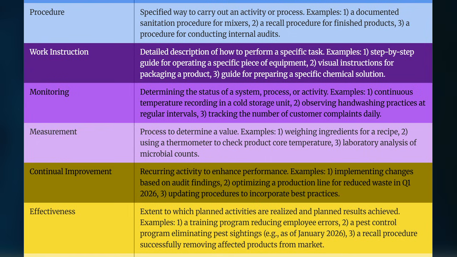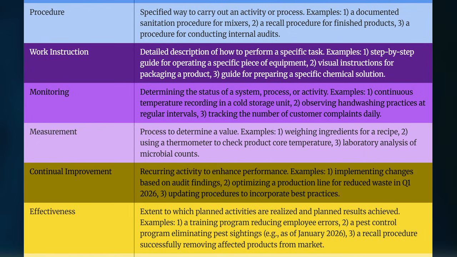Then you will hear about the measurement. In quality and safety terms, measurement means the process to determine a value. For example, weighing ingredients for a recipe is a measurement, or using a thermometer to check product core temperature is another type of measurement, or a laboratory analysis of microbial counts is also another type of measurement.